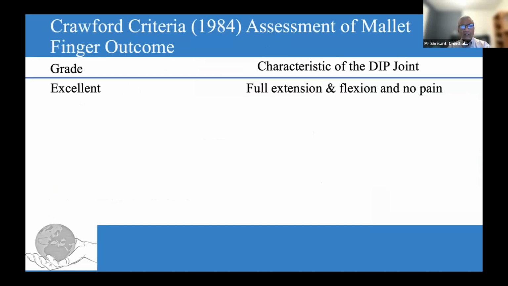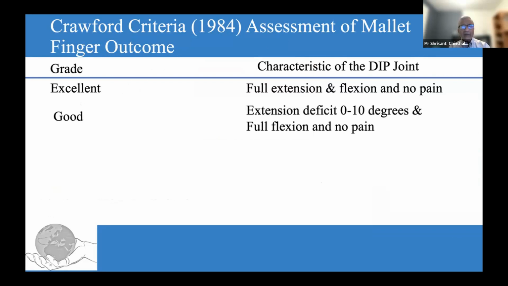So Crawford introduced his classification system, looking at how we should rate the mallet finger outcome. Excellent is when patients have full extension and flexion with no pain.